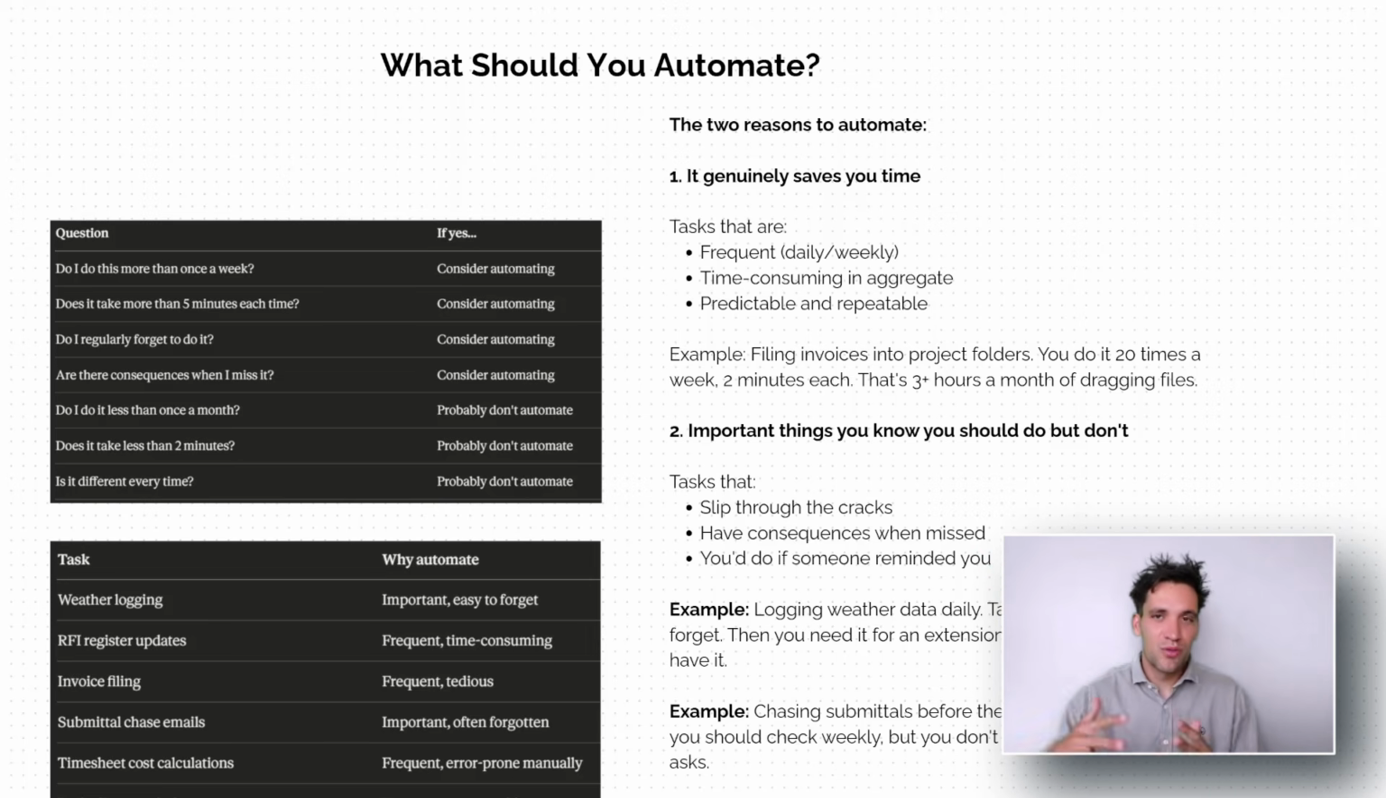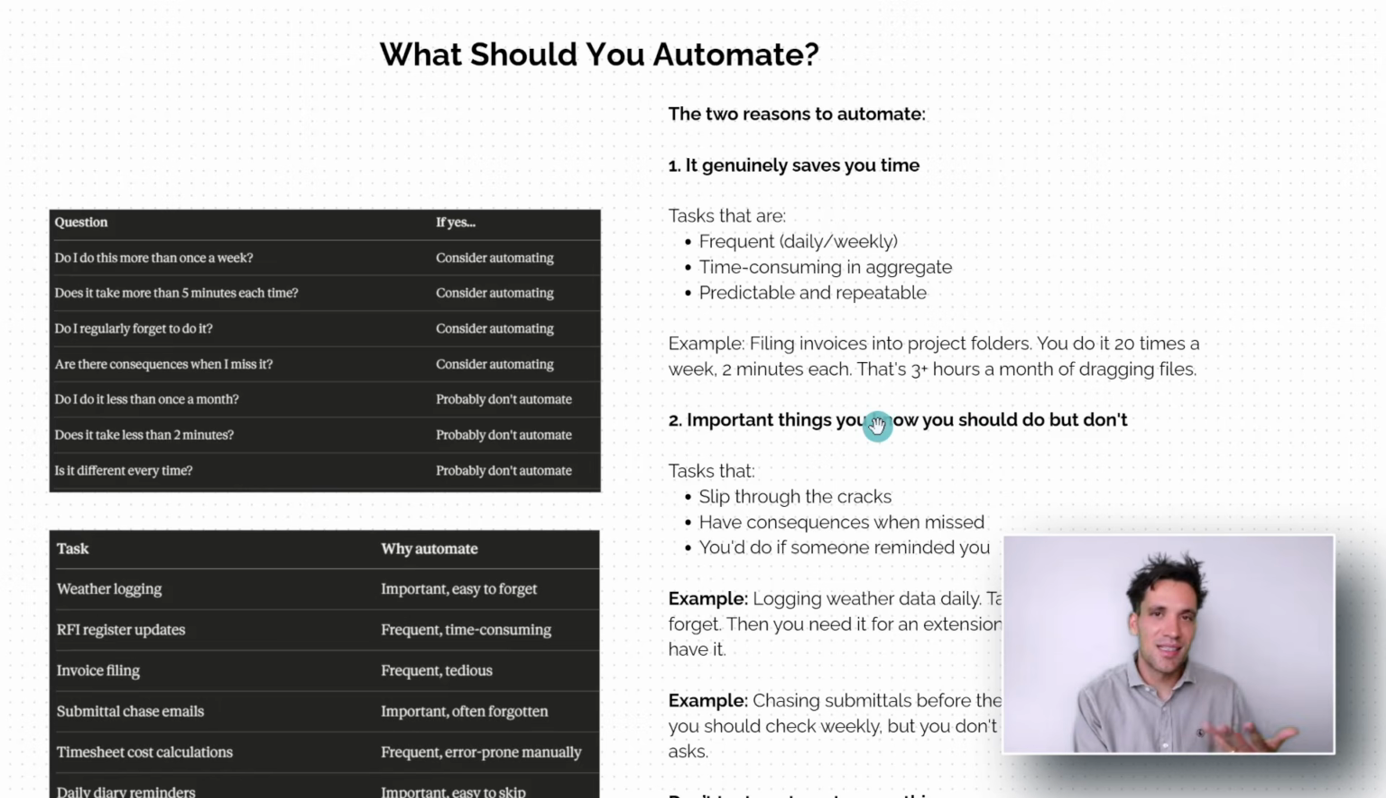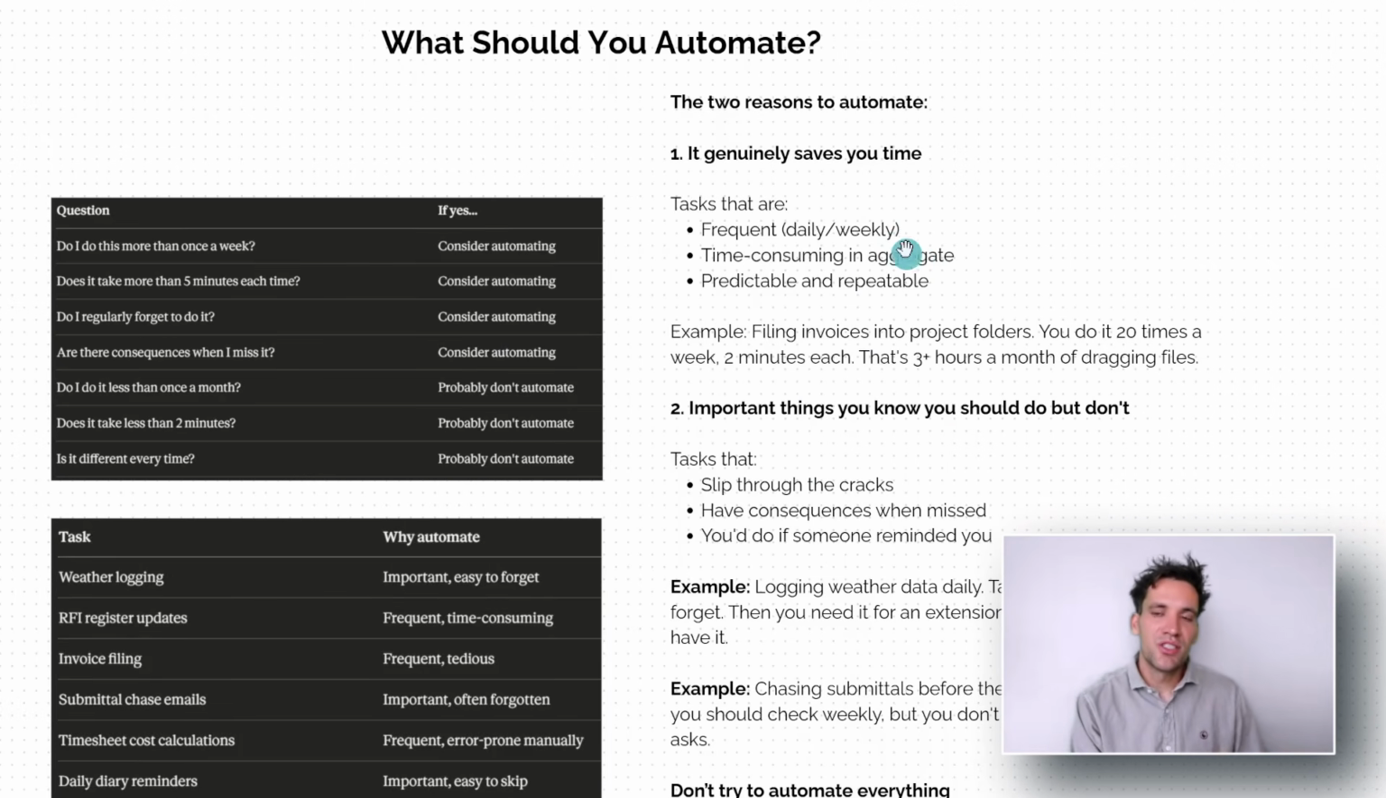Automations can be a little bit fickle. You have to check them, you have to set them up. It just genuinely doesn't make any sense to me because it's not really saving you any time. It's not a big time waster. So tasks that save you time generally tend to have some sort of recurrent frequency. For example, that might be daily or weekly. In aggregate, they're quite time consuming and they're predictable and repeatable.